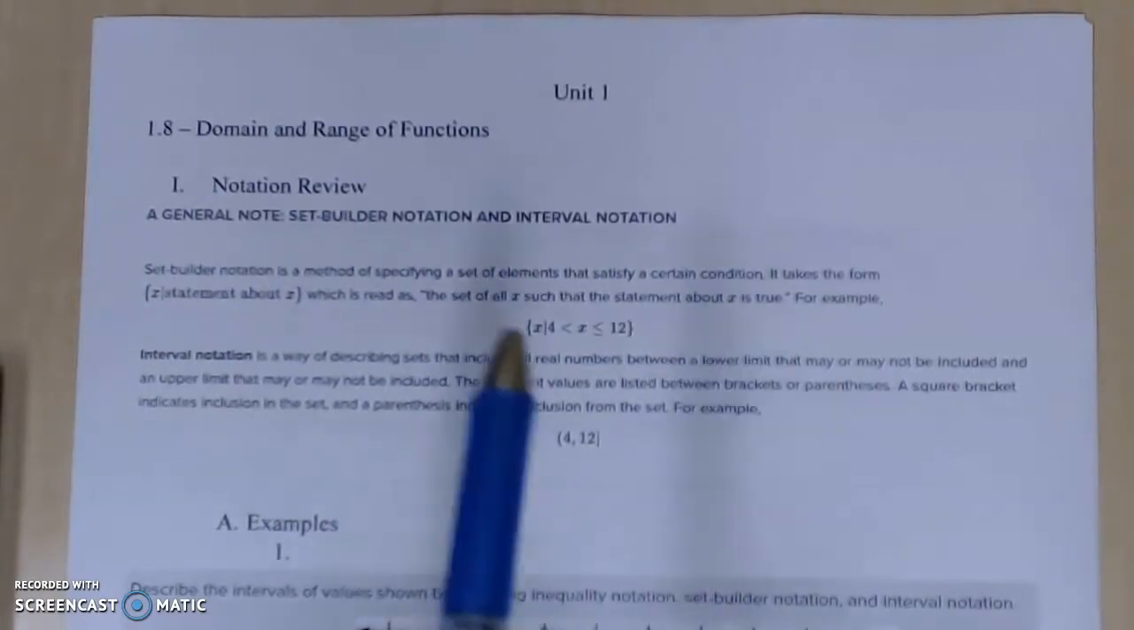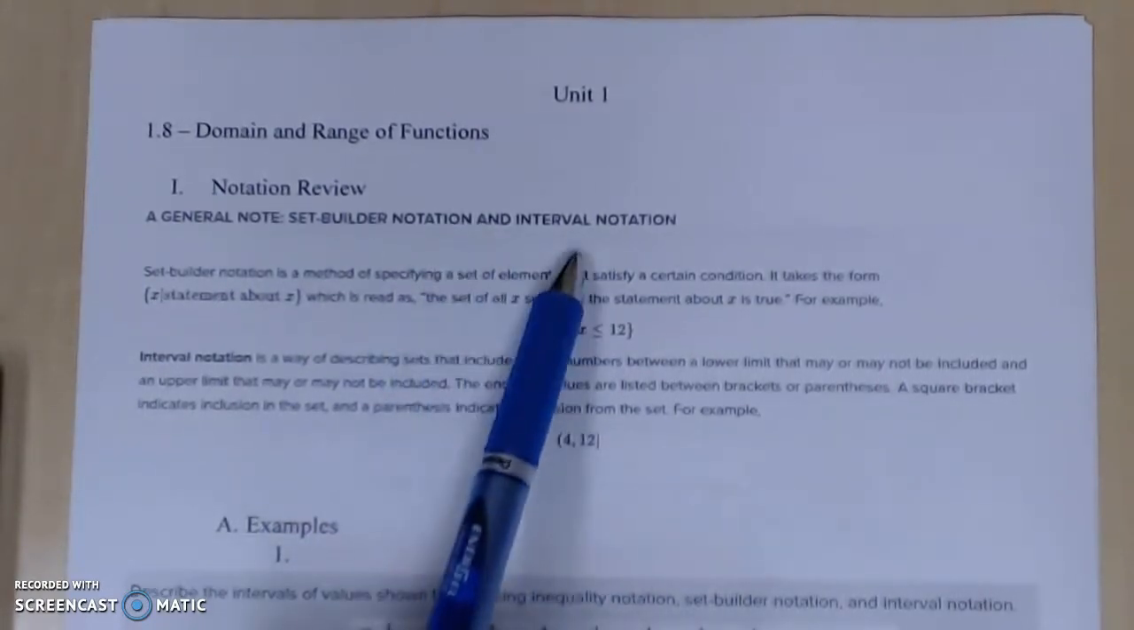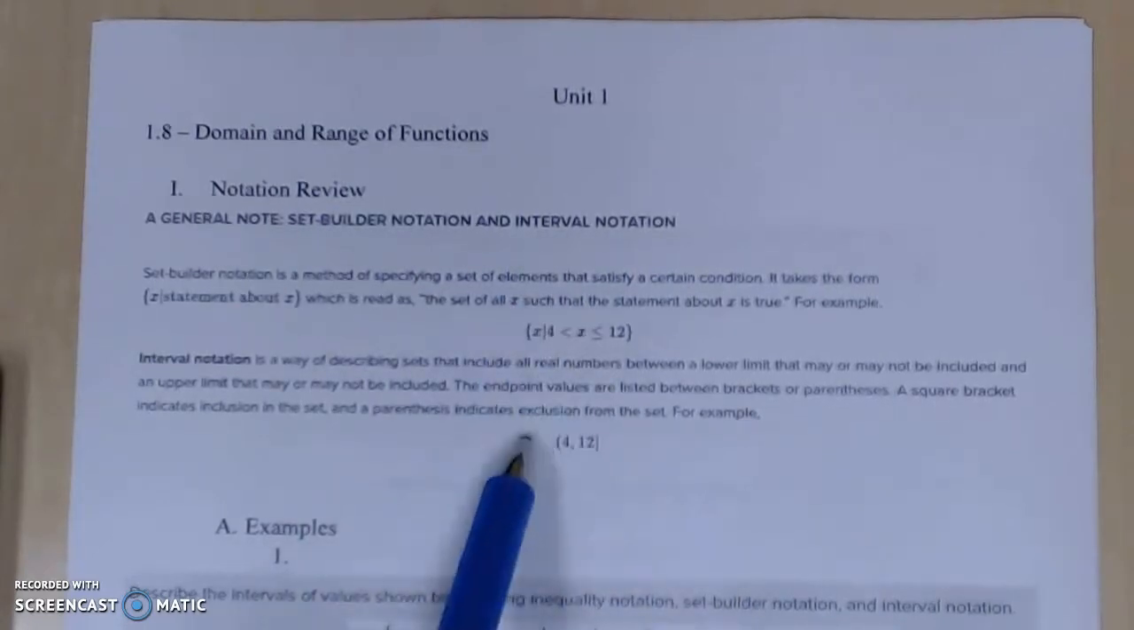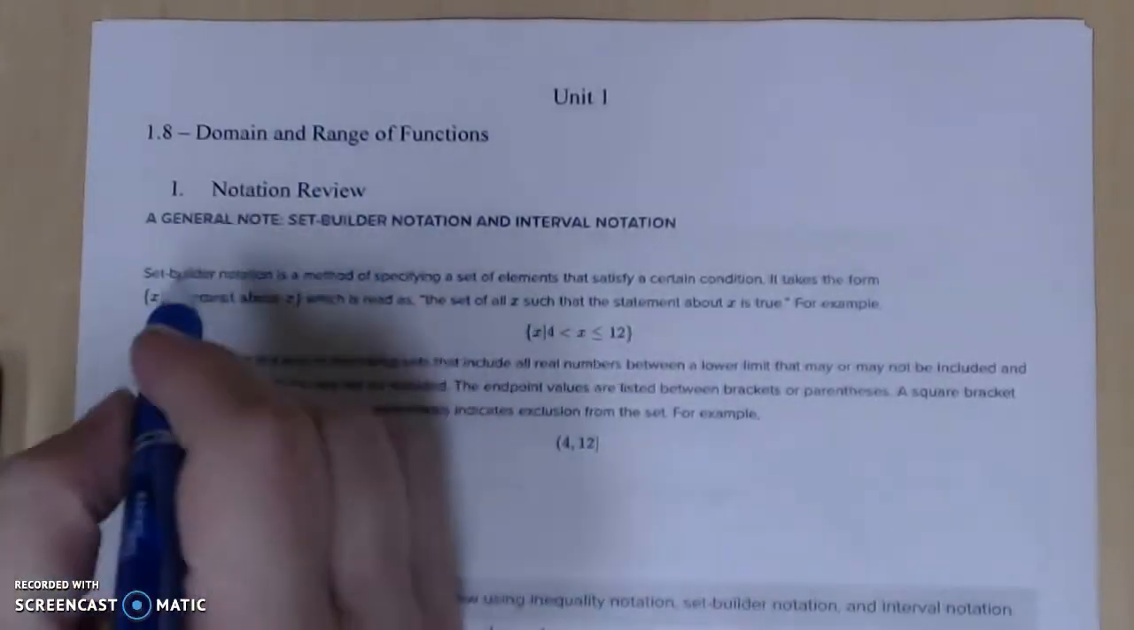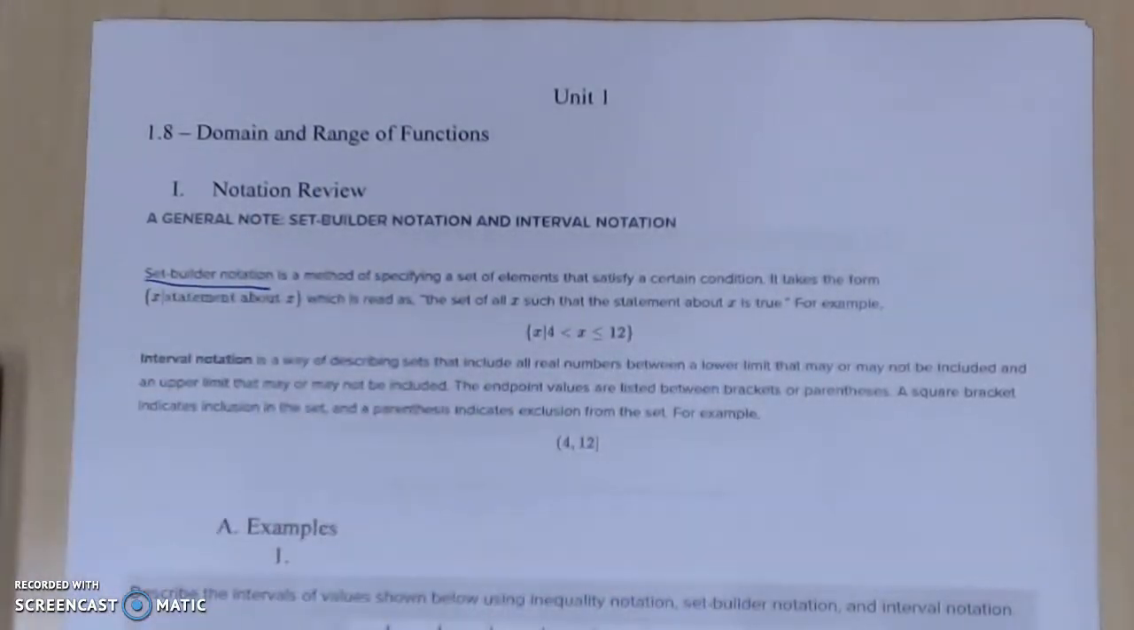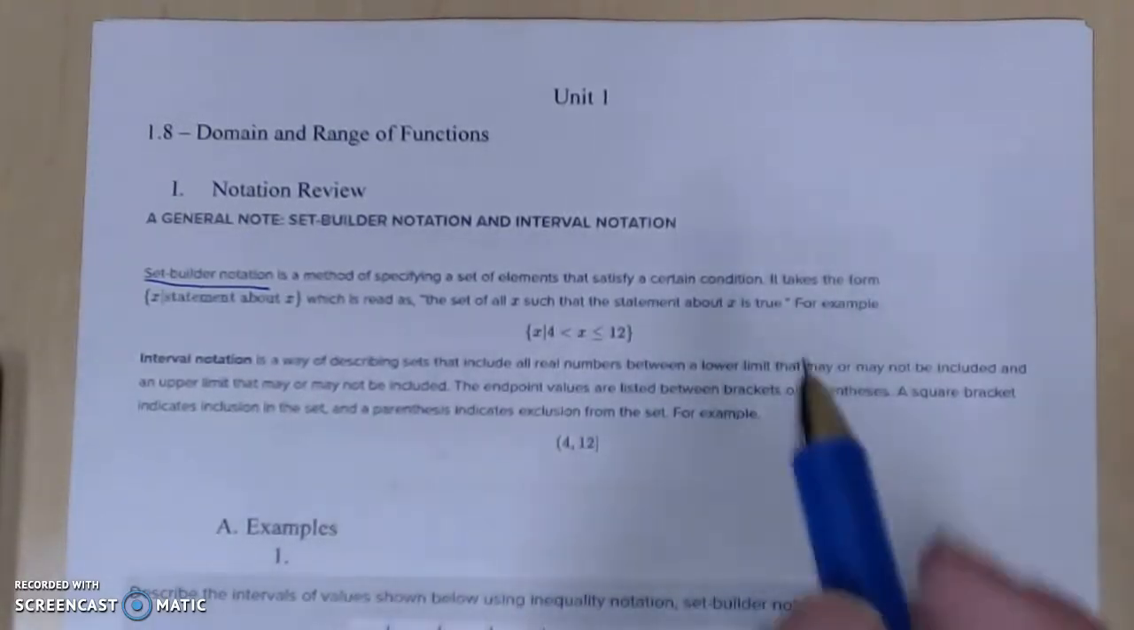So to start out, there's just a general note about set builder notation and interval notation. We've already hit on this, so we won't emphasize all of it, but I want to make sure it's all here for you. The first one is set builder notation. Set builder notation is a method of specifying a set of elements that satisfy a certain condition. It takes the form X such that, then there is a statement about X, which is read as the set of all X such that the statement about X is true.